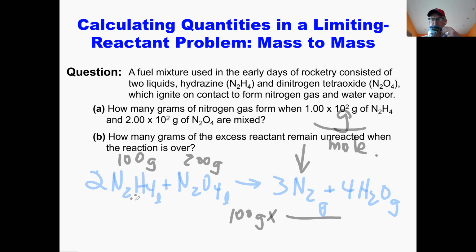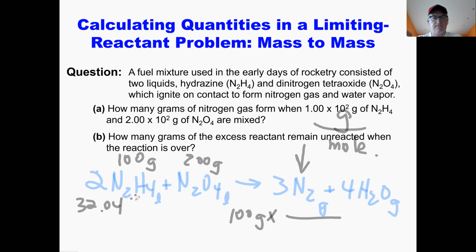What is our molar mass? 32.04. Okay. 32.04 what? Grams per mole. There you go. So 32.04 grams per mole. So when I take my 100 grams and I multiply that by something, what am I going to multiply that by? Where do I put my 32 grams, or where do I put my moles?